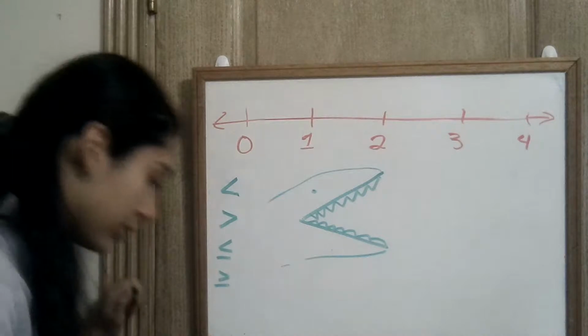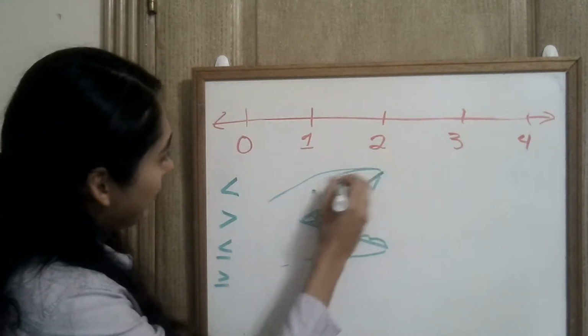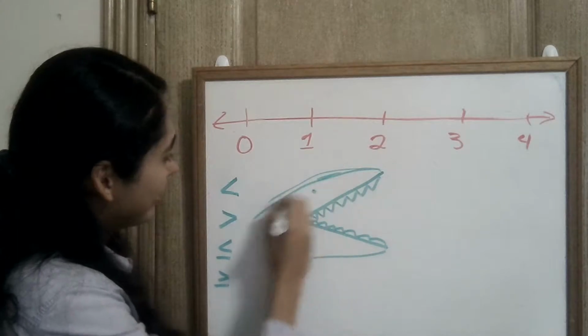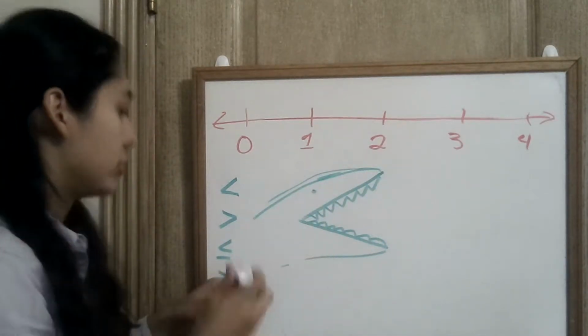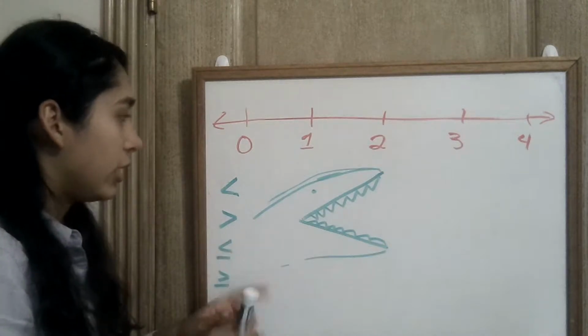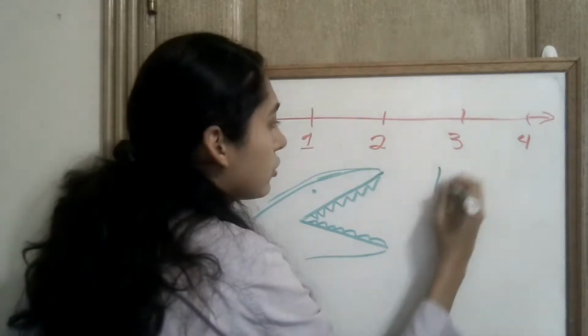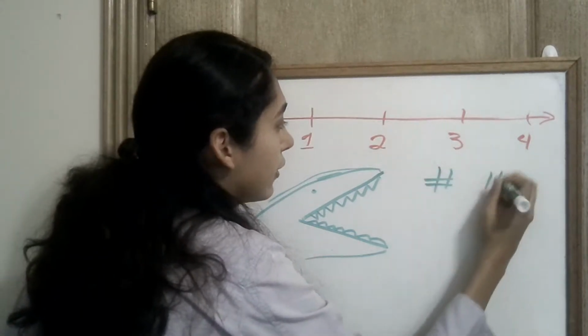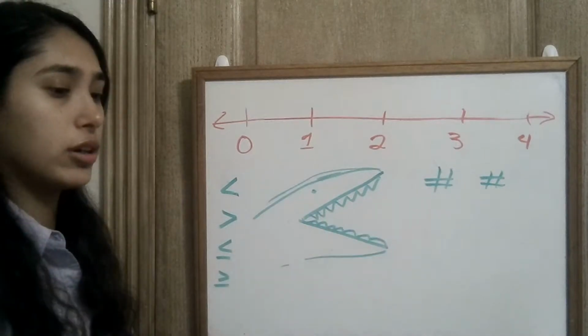Sorry, I didn't move this. It looks more like a lizard, but we'll just call it an alligator. And let's say that it has an option of eating two different numbers. So there are two different numbers right here. Which one is it going to go for?